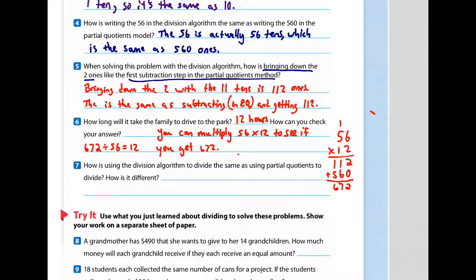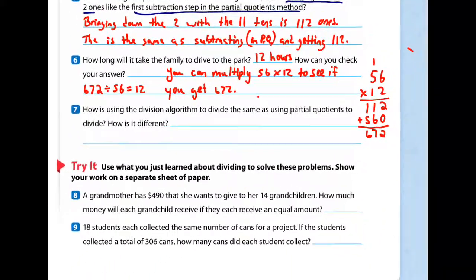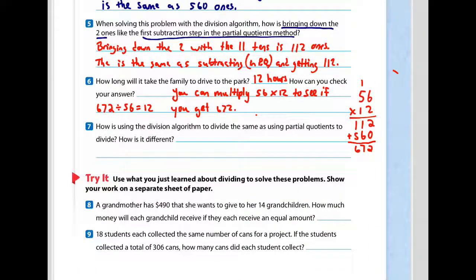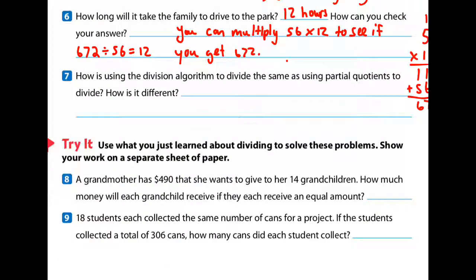partial quotients to divide? How is it different? Okay? Well, I would say it's the same because a lot of the numbers you get are the same. All right, but it's different because, I don't know, how is it different? Well, you kind of follow different steps. All right, so I'm going to write an answer. I'll pause it, but you don't have to. You can write your own thing here. Don't erase your answer, as long as you told me how it's the same and how it's different.